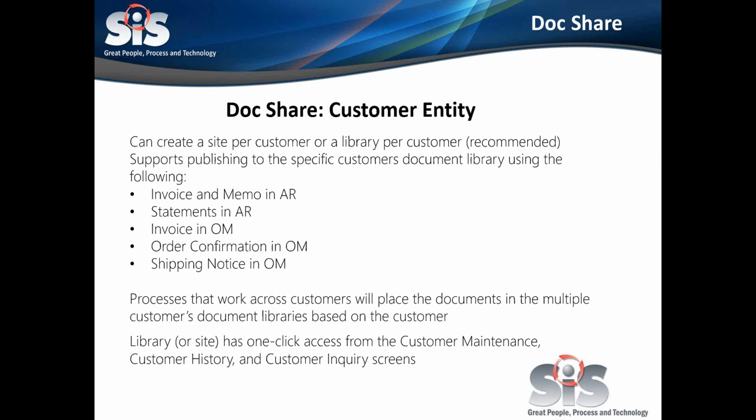So as we talked about, there's customers, there's vendors, and their projects, and they refer to them as entities because you're going to potentially set up each of these differently, right? And so some of this will be repetition in terms of what the options are, but remember you're addressing each of them differently. So as it relates to the customer entity, you can either create a site per customer or a library per customer, which is usually what we recommend. And it will actually support publishing to the specific customer document library if you have a library set up per customer using the following screens.